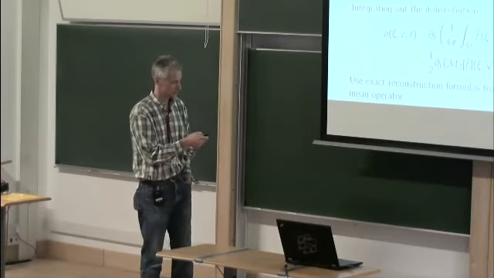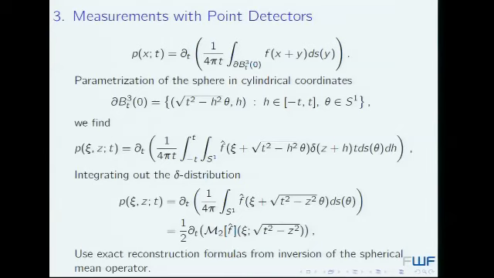Then you parameterize the boundary of the spheres, and if you use this parameterization, the function f is now composed of the two-dimensional functions times the delta distribution. And if you integrate out the delta distribution, you get these formulas. What you see here is the relation between the pressure and the two-dimensional spherical mean operator.